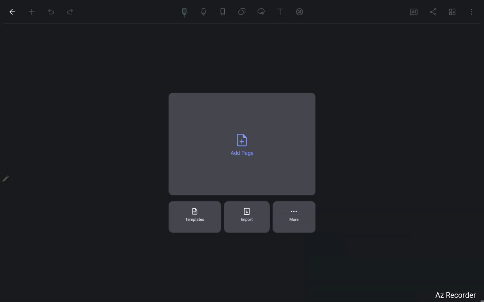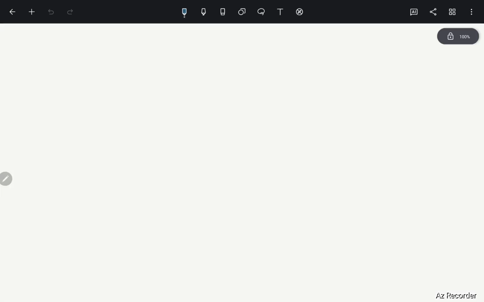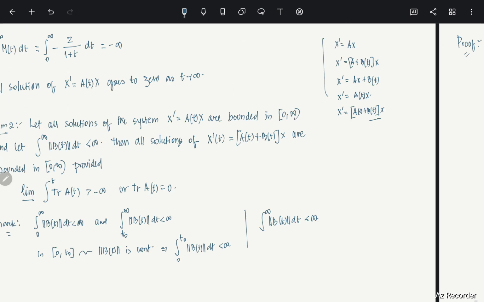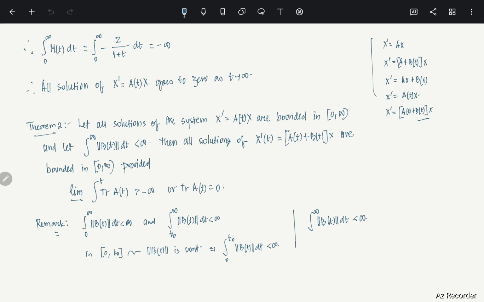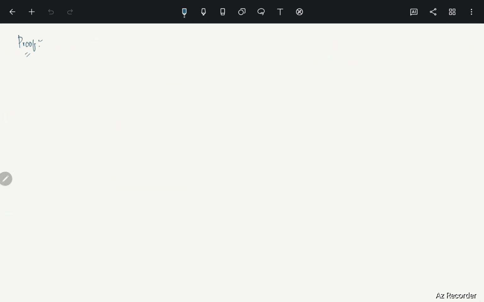Okay, so let's look at the proof of that. What is the theorem saying? The theorem says that these are the two conditions: if the trace of A(t) is 0, or if the limit of the trace of A(t) is going to minus infinity, then we are done. How do you prove something like that? So let's look at this.